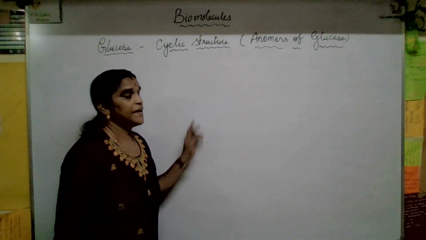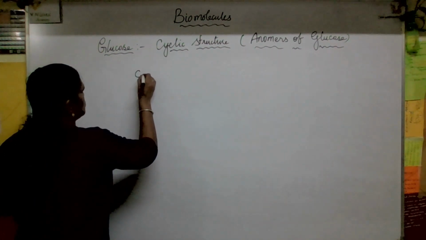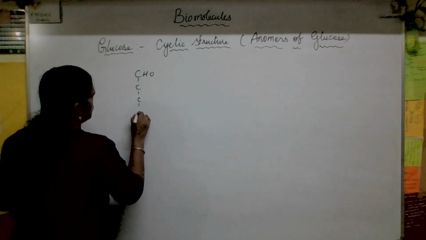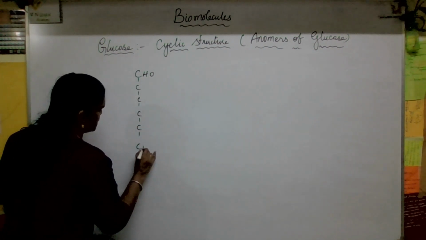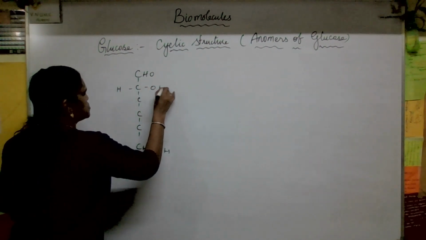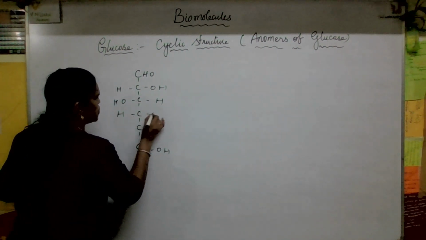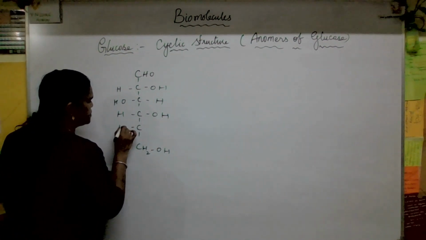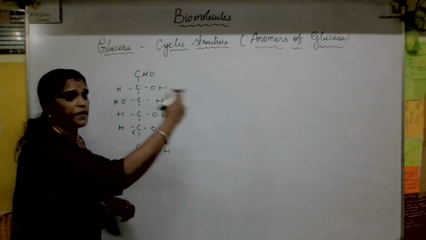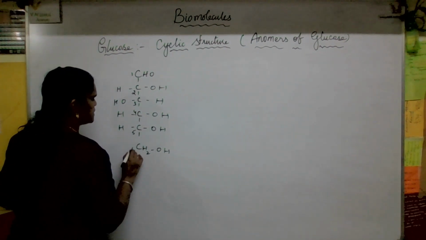Okay, so the next one we are going to see is anomers of glucose. For that we have to write the structural formula of glucose: CHO, then carbons 1, 2, 3, 4, 5, and 6 CH2OH. Then here H, OH, and here OH, H, and here H, OH, and here H, OH. See, this is the fifth carbon. Now, the fifth carbon OH should be on the right hand side. You please remember it that way. 1, 2, 3, 4, 5, and then this is 6.